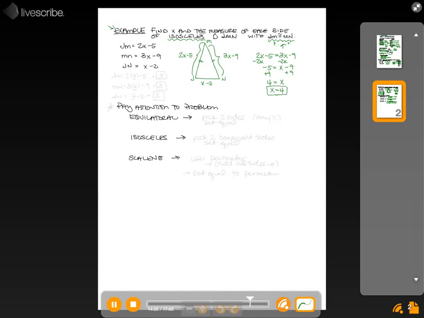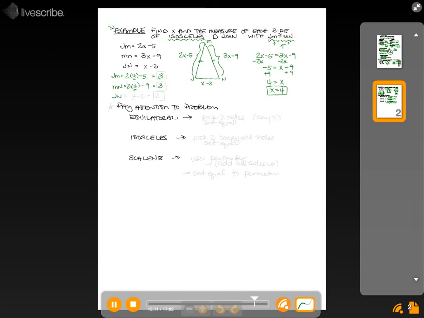So we're going to go back to each expression and plug in 4 for x. So this is JM: 2 times 4, because that's what we got x to be, minus 5. Well, 2 times 4 is 8, minus 5 would be 3. Now, MN has to be the same because they're congruent. So if we've done the problem correctly, we'll get the same answer. 3 times 4, that's where our variable goes, minus 9. Well, 3 times 4 is 12, and 12 minus 9 is 3. So far, so good. We've got the two congruent sides being the same measure.